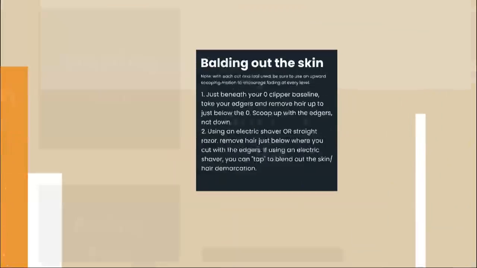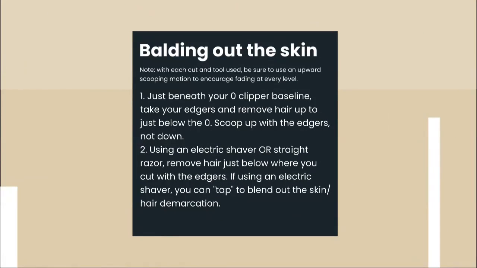So next we'll bald out the skin area. Just beneath where your 0 was, take your edgers and cut the hair up to just below where the 0 cut. Scoop upwards with your edgers, not down. Next, with your electric box shaver or straight razor, remove the hair just below where you were with the edgers. If you're using an electric shaver, you can tap to blend out the skin to hair demarcation.